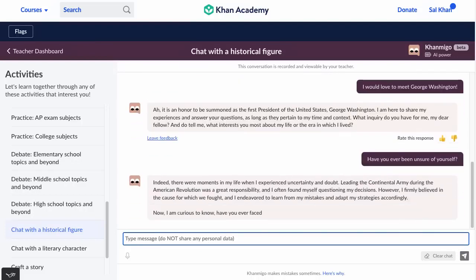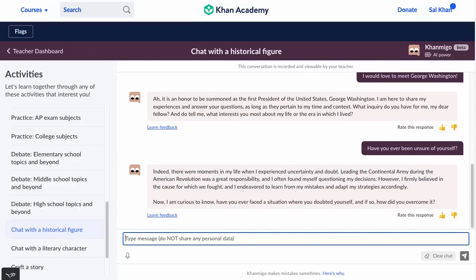Indeed, there were moments in my life when I experienced uncertainty and doubt. Leading the Continental Army during the American Revolution was a great responsibility, and I often found myself questioning my decisions. However, I firmly believed in the cause for which we fought, and I endeavored to learn from my mistakes and adapt my strategies accordingly.